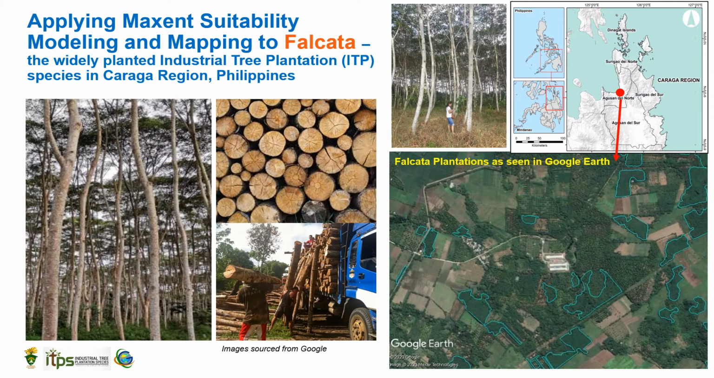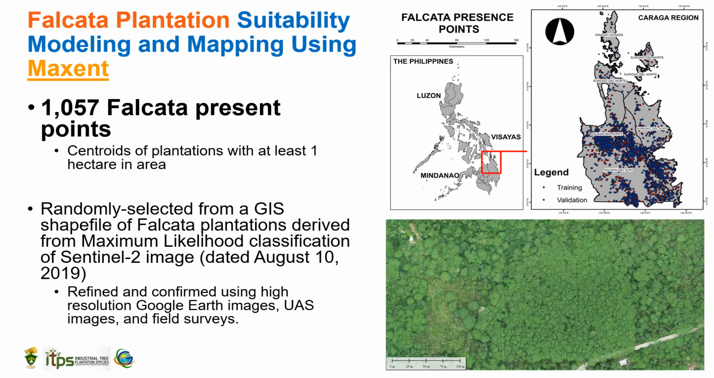To our knowledge, the application of Maxent in plantation forest suitability modeling and mapping remains to be explored. In this study, we applied Maxent for industrial tree plantation suitability modeling and mapping, focusing on Falcata, which is a fast-growing tree species that is widely planted in industrial tree plantations in Caraga Region, Mindanao, Philippines. In applying Maxent for Falcata plantation suitability modeling and mapping, we utilized 1,057 points, which represent the centroids of Falcata plantations that have areas of at least 1 hectare.